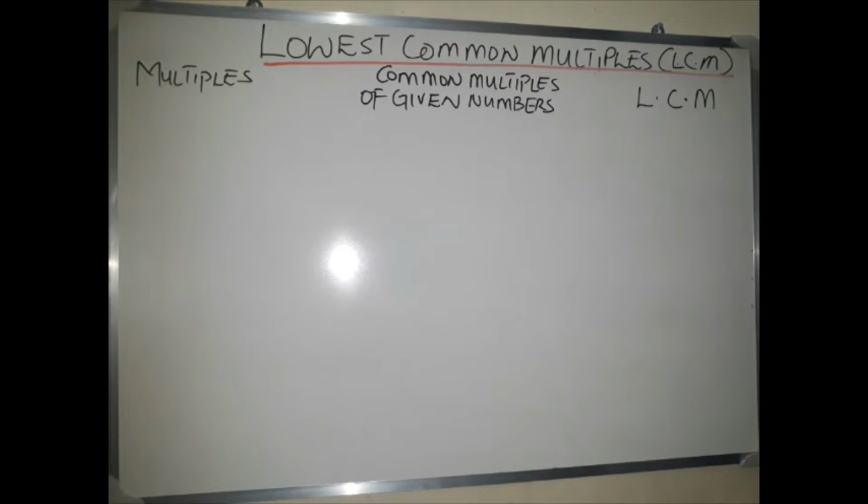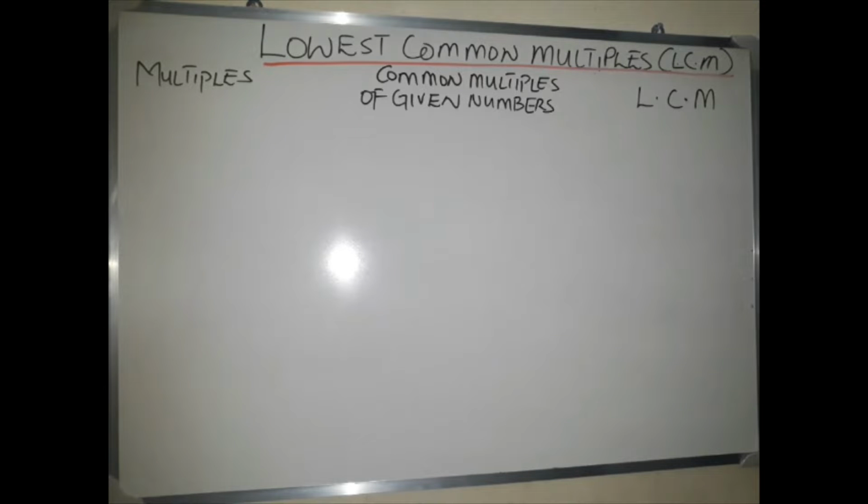The first term we're looking at is: what are multiples of a given number? Now, the multiples of a given number are groups of numbers that the given number can divide without a remainder. And let's look at an example.